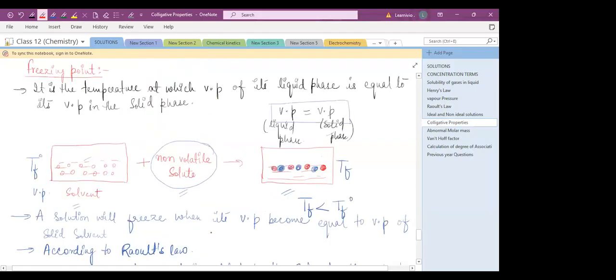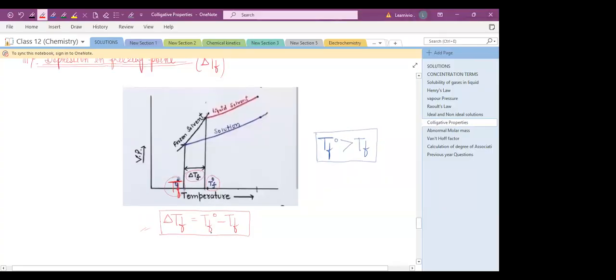Okay, so basically this graph demonstrates that when you add a non-volatile solute to a solvent, the vapor pressure of the solvent decreases, and it also lowers the freezing point. This lower vapor pressure means that the solution needs to be cooled to a lower temperature to achieve the same vapor pressure as the solid phase. That's why this caused the freezing point to be depressed.